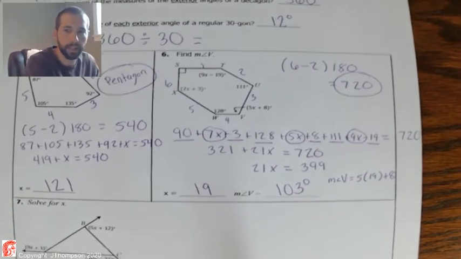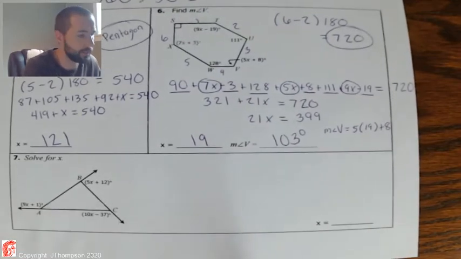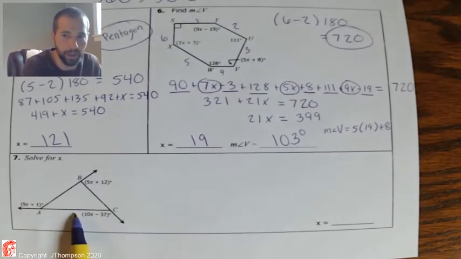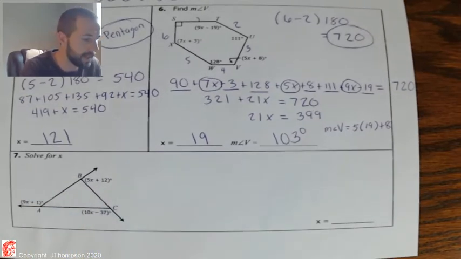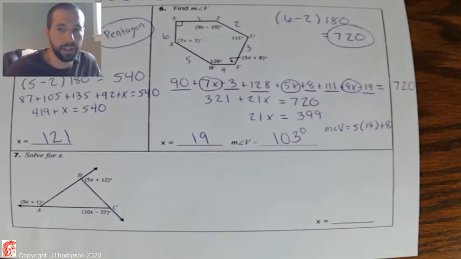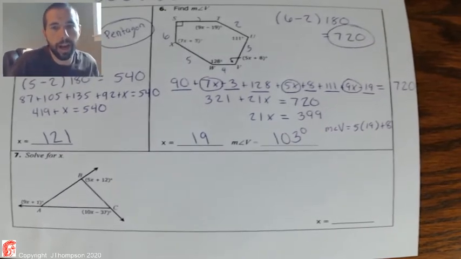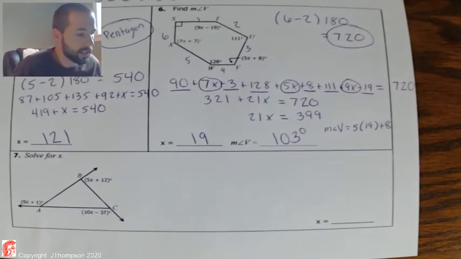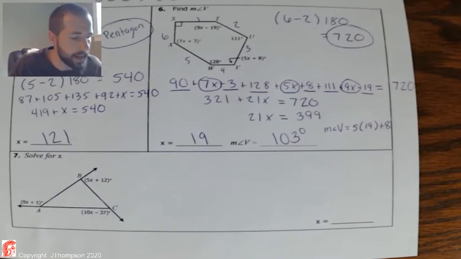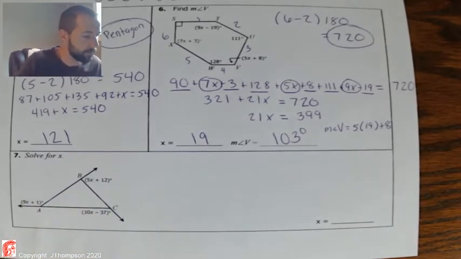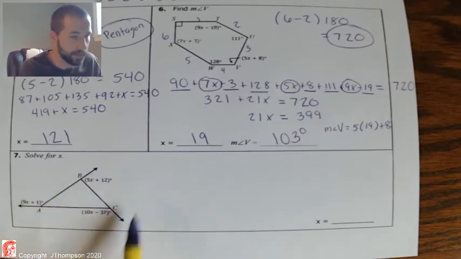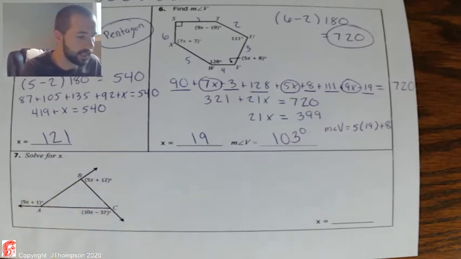All right, moving on to number 7. Number 7 looks a little different than the other picture. It's a triangle, but we have all the exterior angles given to us, none of the interior. So even though the interior angles of a triangle is 180, that's not true for exterior angles. The exterior angle sum for every polygon is 360. So we're going to add all 3 angles together and set it equal to 360.